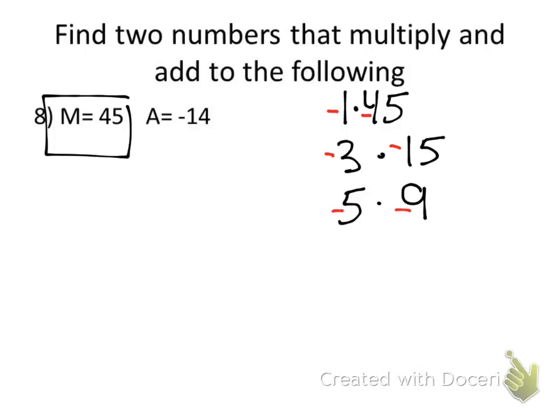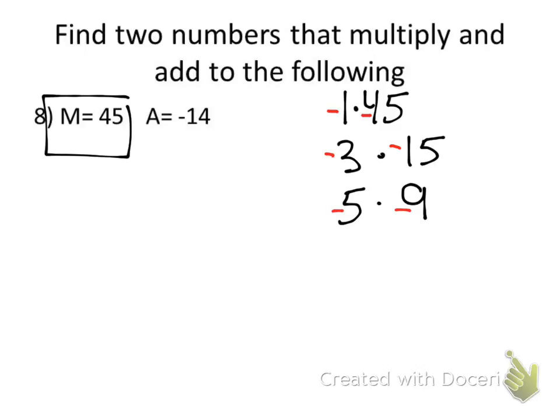And the reason I know that they have to have the same sign is because the multiply number is positive. But 2 positives won't add to give us a negative. We have to make them 2 negatives. So again, your knowledge of these sign rules is going to really help you go quick.